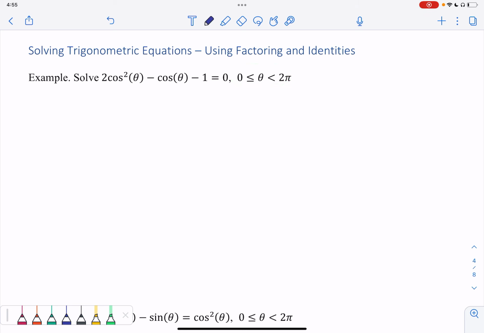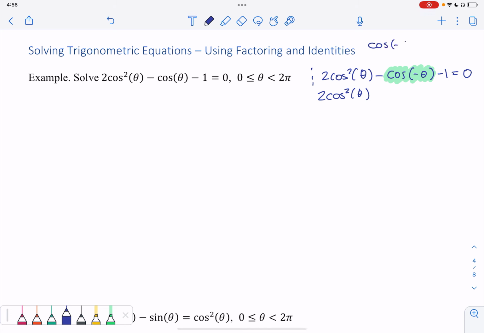Now, I want to take this opportunity, if you're given an equation that looks like this, but let's say that middle term, so I'll just rewrite it over here. If you start with something like this, where this is the same equation, I'll read it out: 2 times cosine squared of theta minus cosine of negative theta minus 1 equals 0. This is going to turn into the same equation, but something like this is just asking you to recognize that cosine is an even function. And so because it's an even function, I know that cosine of negative theta is the same as cosine of theta. And so this just becomes minus cosine of theta minus 1 equals 0.